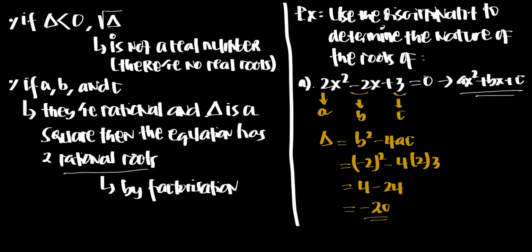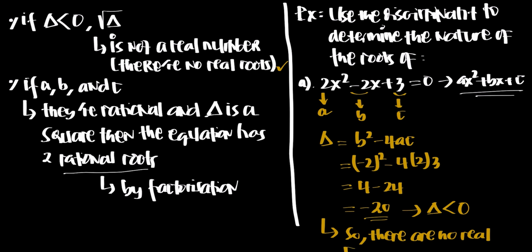What you can see here is that delta is less than 0. So if delta is less than 0, then it goes to this condition: there are no real roots. That's the solution that we can find from the application of those four rules: when delta is bigger than 0, delta equals 0, and delta is less than 0, and when a, b, and c are rational and delta is a square, then we can find the two rational roots by factorization.